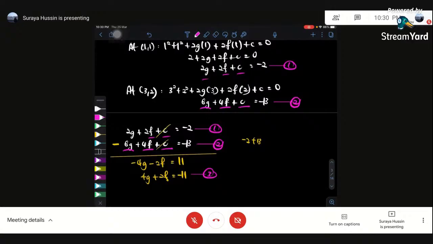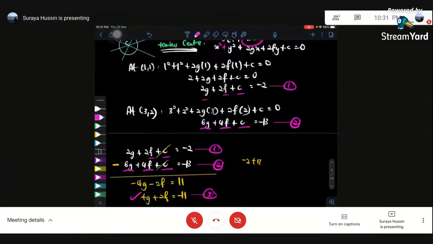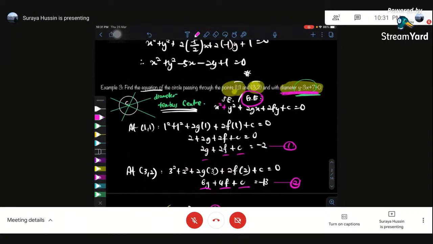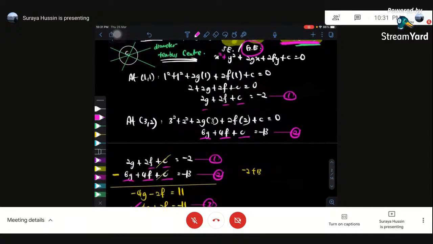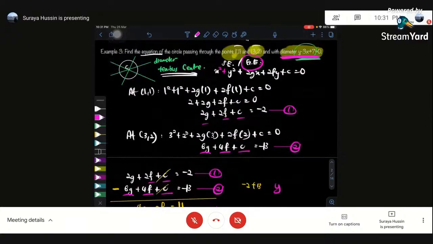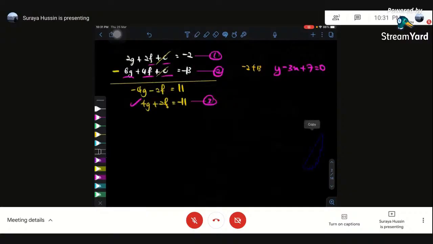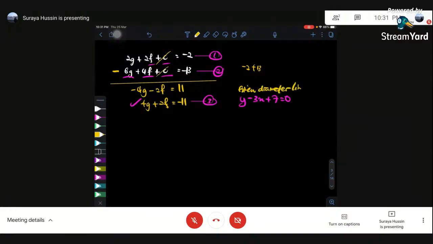So now, how do I find my G and F? Dengan siapa saya nak comparekan benda ni? Do you remember that you have a diameter? You are given a diameter, iaitu Y. I write it down here. Y minus 3x plus 7 is equals to 0. So I'm going to need this diameter. This is our given diameter line.